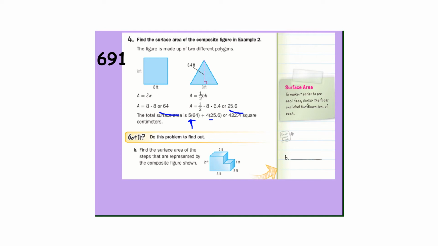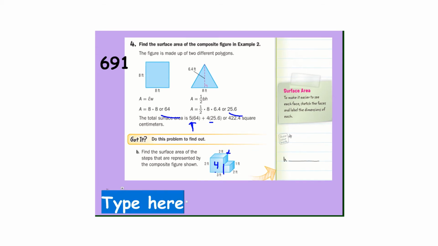Go ahead and pause the video and try letter B. So if we take the front, I'm just going to slice this like this. So this is 2 by 2. I have 4 here, which means that back side back here that you can't see is also 4. So I'm going to write down 8.